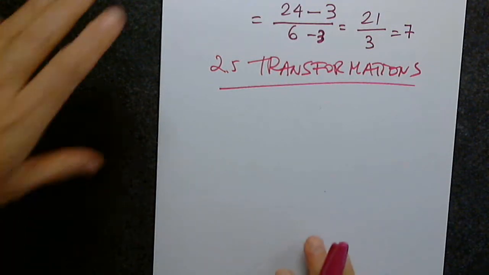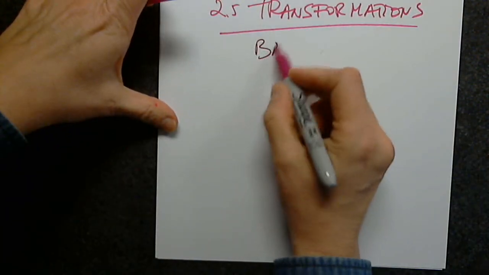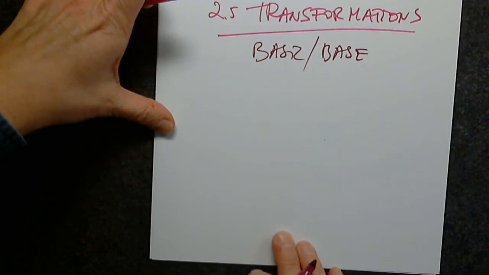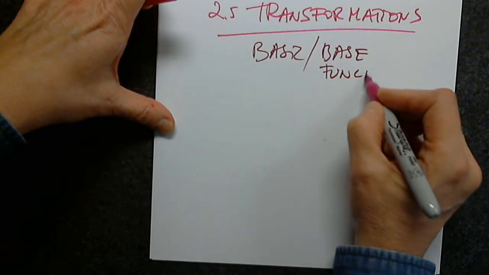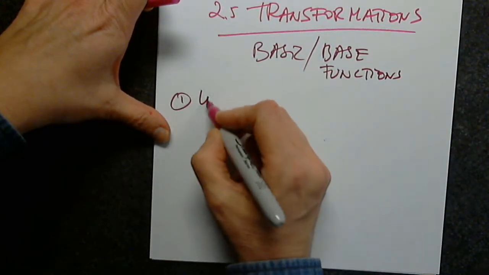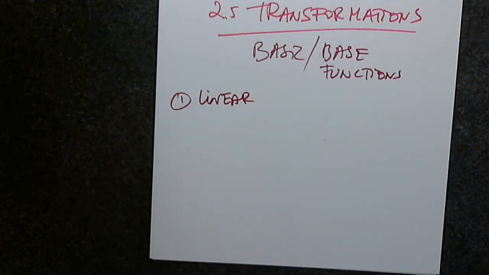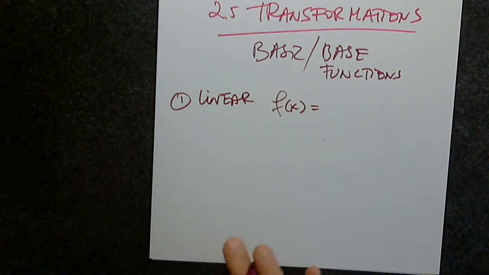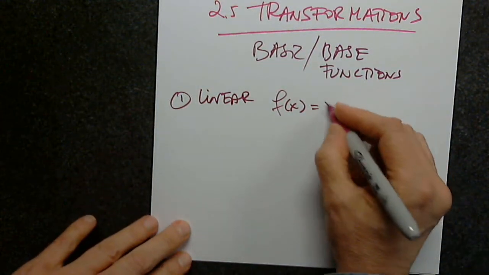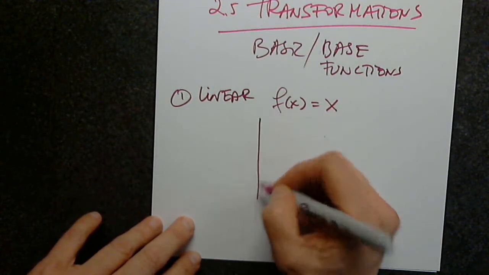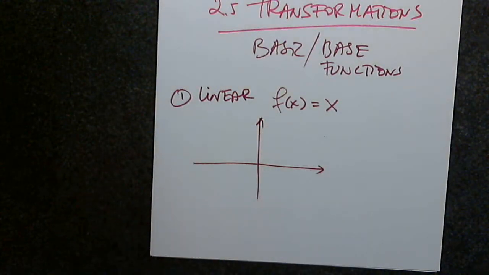So let's list a few. Basic or base functions. This is how I like to call them. Number one, linear. Can anyone give us the simplest possible linear function that you can think of? F of x equals x. The simplest possible linear equation is x. And this is so important. It's such an important function. You'll see what happens at the end of chapter 2 with this function.